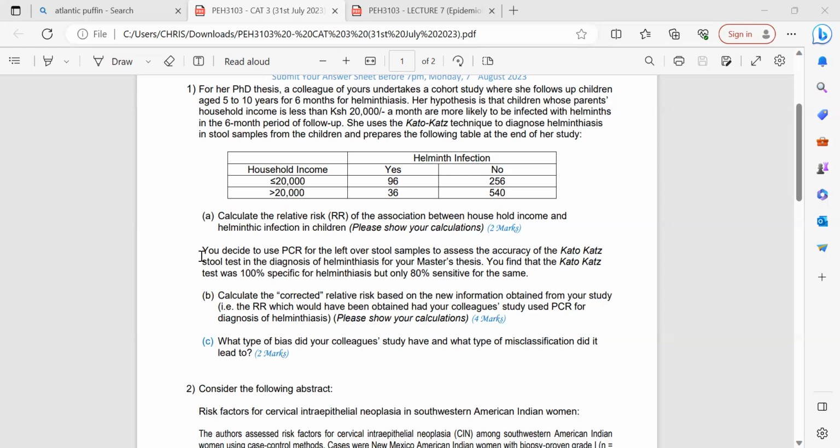I don't know what the total is, but you can calculate to see the total. Now, we are told the accuracy of the Catocat test in the diagnosis of helminth infection for your master's thesis. You find that the Catocat test was 100% specific, meaning it was able to pick all the negatives, because specificity is the ability of a test to pick the correct negative result. But when it comes to sensitivity, picking the positive result, it is 80%.